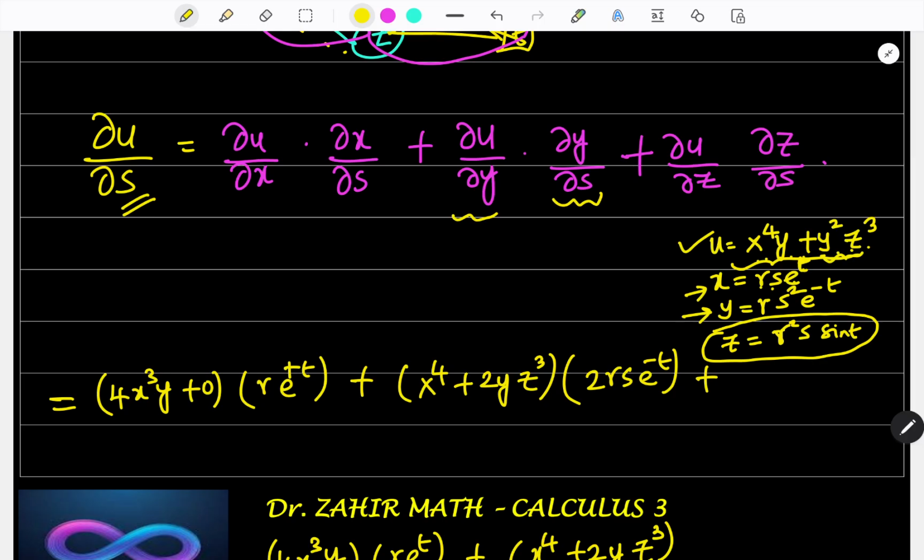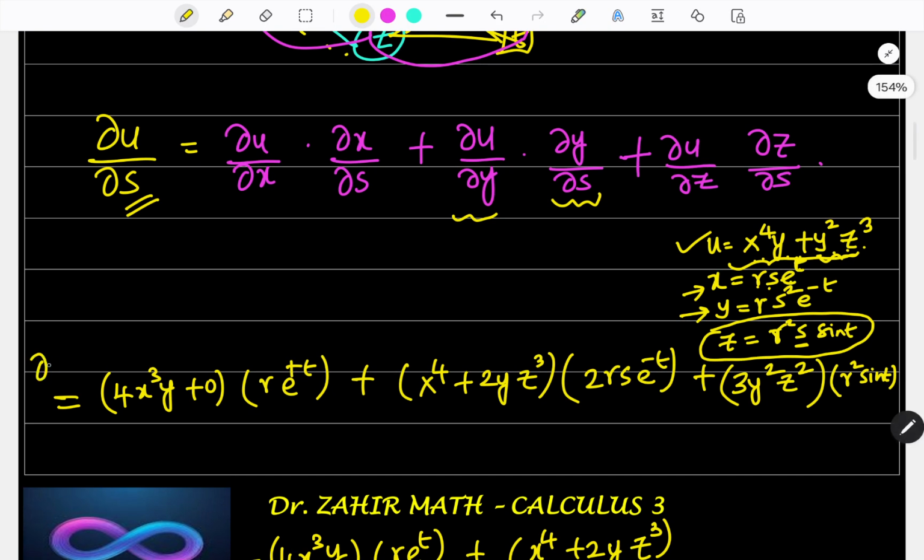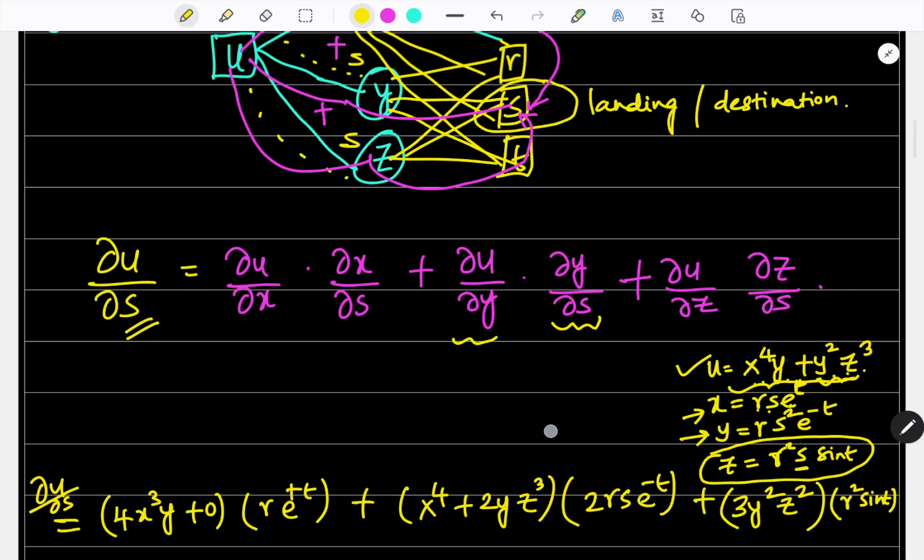Plus dou u by dou z. We are going to do it with respect to z. So you'll get 3y square z square. And the next is dou z by dou s, which is r square sine t. Why? Because the derivative of s is 1. So what I'll get: 4x cube y times r e power t plus x power 4 plus 2y z cube times 2rs e power minus t plus 3y square z square times r square sine t. Okay, right. Now this is your dou u by dou s. But what is the question?